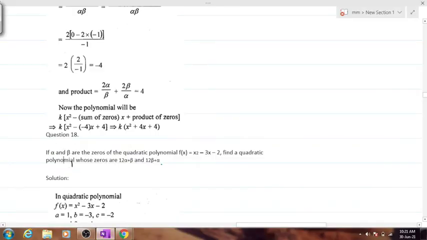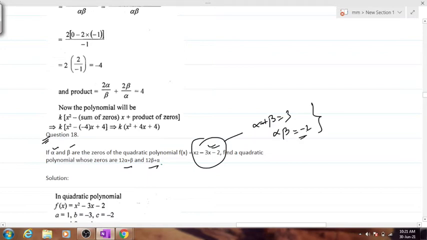Question number 18 was given as a homework. Over here alpha and beta are the zeros of this polynomial. Find the quadratic polynomials whose zeros are this and this. First of all, you'll have to find alpha and beta from this one. Can we find alpha and beta? Alpha plus beta over here is 3, alpha beta is minus 2. So once we have this, can we calculate alpha and beta from here?